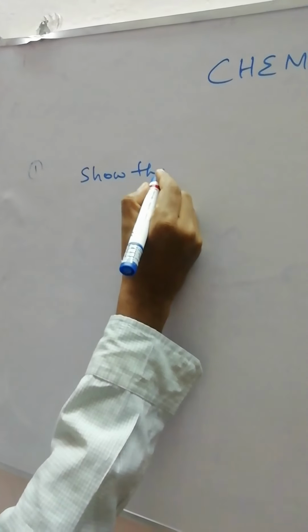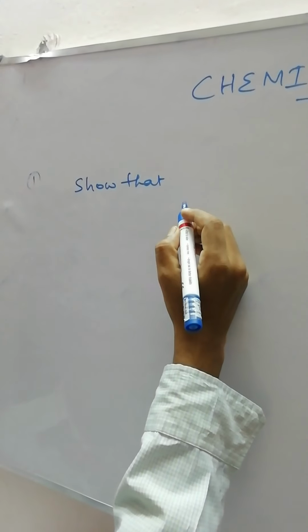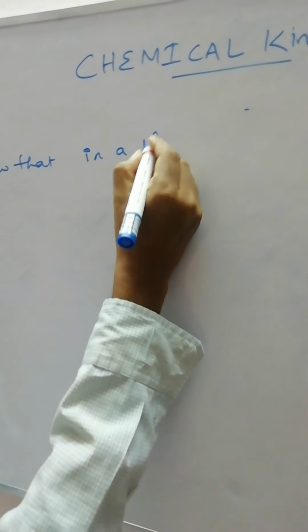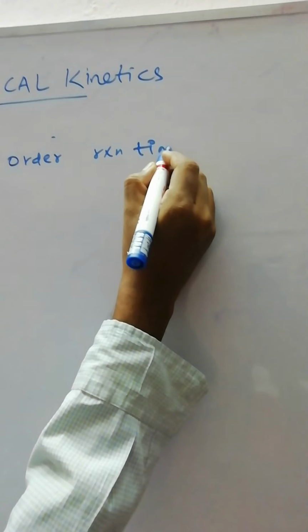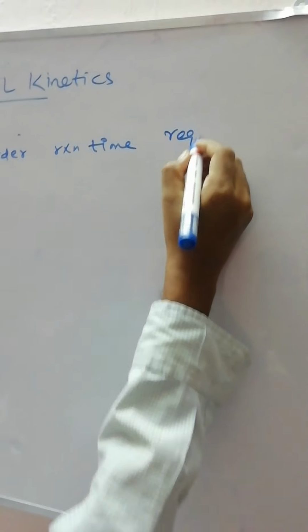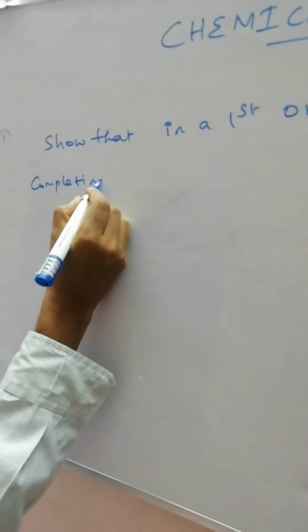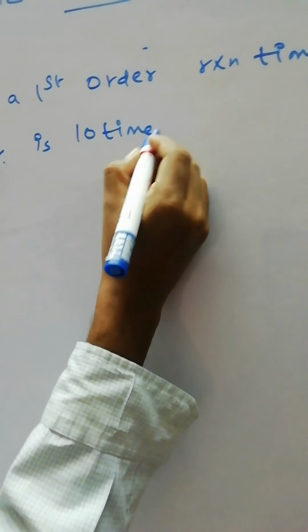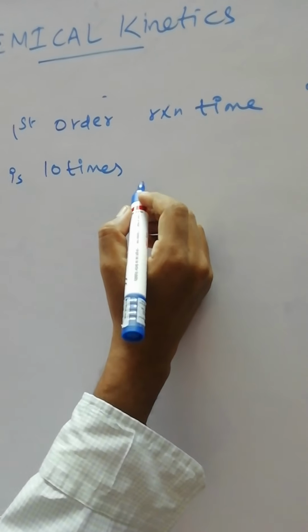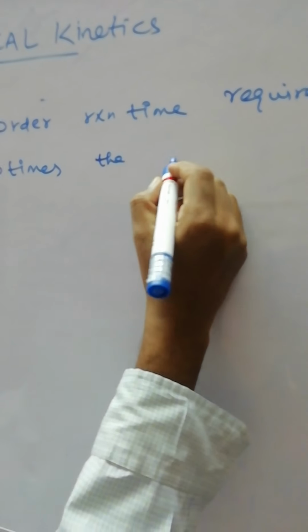Next, second question. Show that in a first order reaction, the time required for completing 99.9% is 10 times the half-life of the reaction.